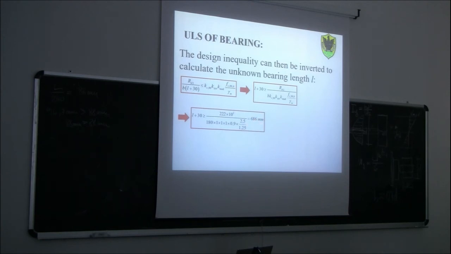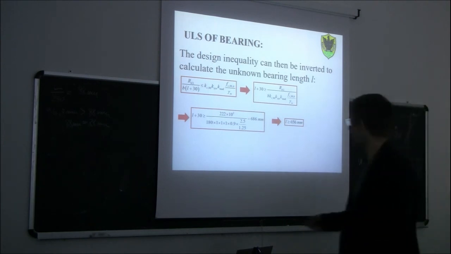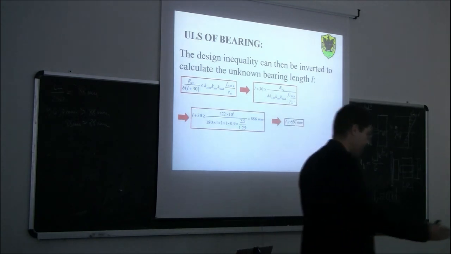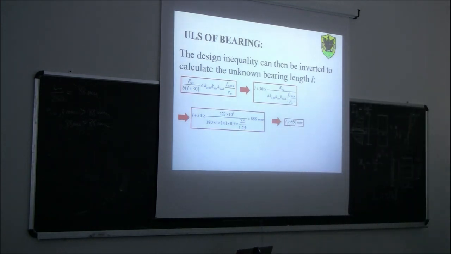686 minus 30. So the supporting length must be at least 656 millimeters. So 65 centimeters. In order to get the compression perpendicular to the grain ultimate limit state satisfied, the supporting length must be at least 66 centimeters, which is quite a lot.